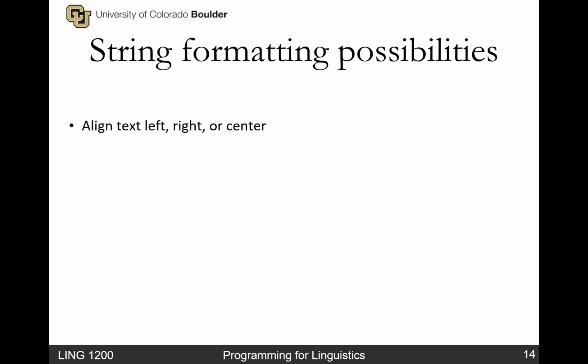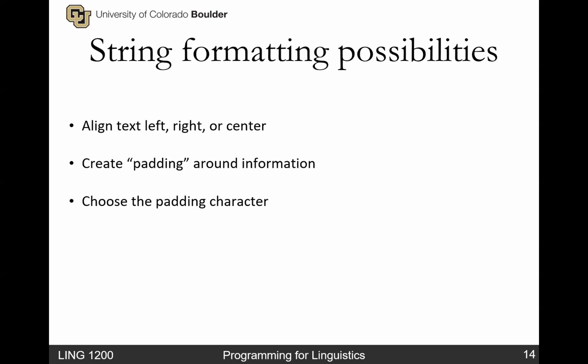And it's very useful. So things that we can do here is align the text to left, right, or center. We can create padding around information, extra symbols that fill in spaces. We can choose what we want that padding to be. So you can think of like in a table of contents, sometimes they'll write the title of the chapter and then have a bunch of periods and then the page number. And the page numbers are all lined up and there's a different number of periods in those spaces. So that would be an example of padding.